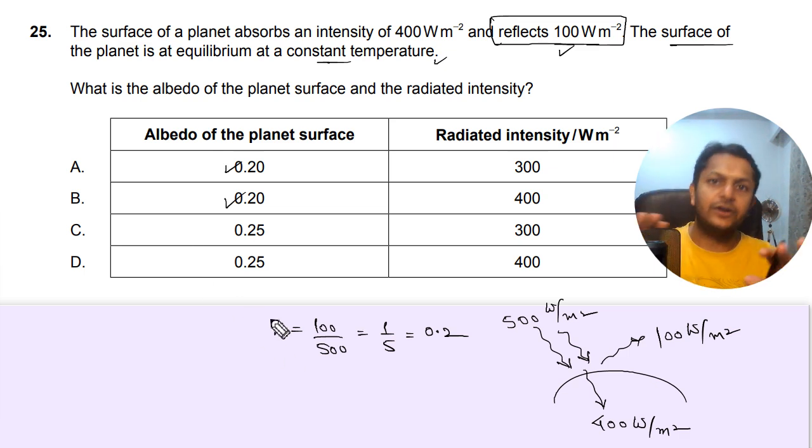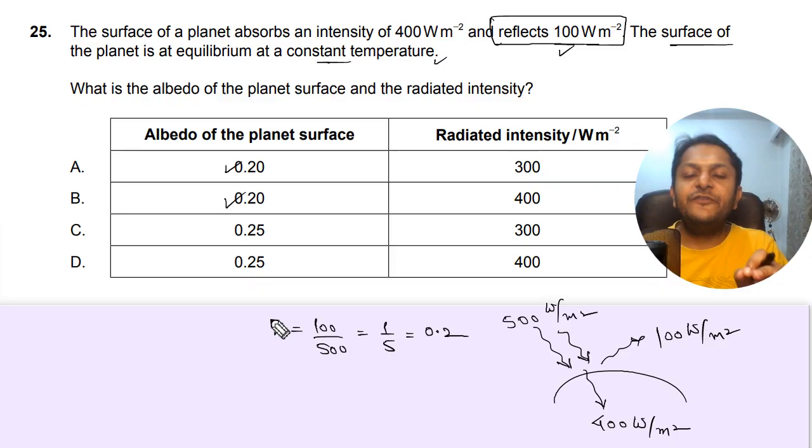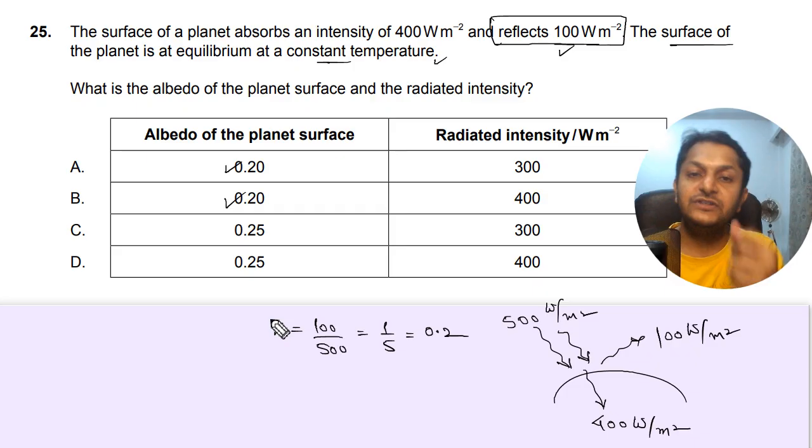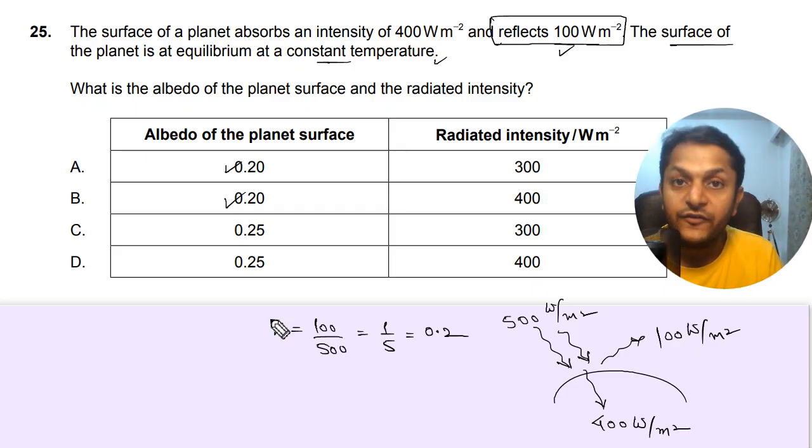Now that is clear. Albedo is defined as the amount of energy reflected divided by the total amount of energy which is incident on Earth, and that is 500. It is 100 by 500. The answer becomes 0.2. So that is this.